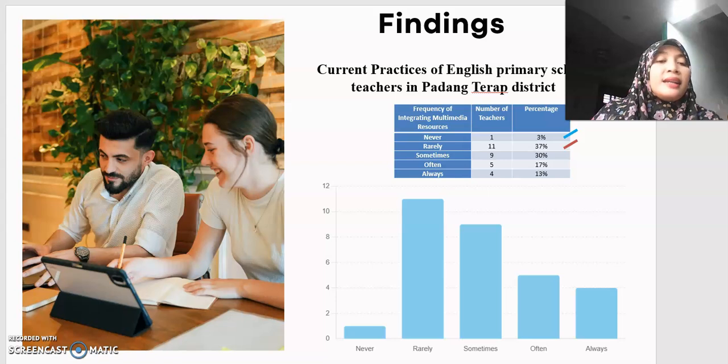And we can see that the most percentage goes to teachers who rarely use the multimedia resources. This may probably be because of the lack of time, as it requires lots of preparation to use these multimedia resources, so they rarely use them. But only one teacher says that they never use this technology, these multimedia resources.